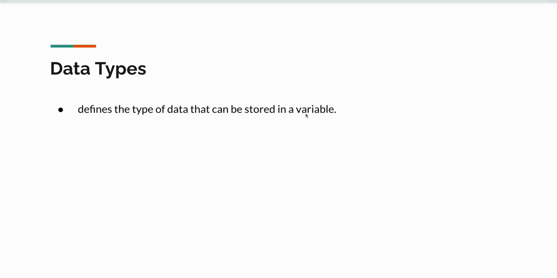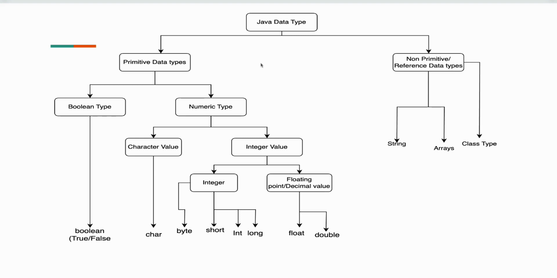As I said before, a data type defines the type of data that can be stored in the variable. Basically, just as simple as that. Data types in Java are divided into primitive types and non-primitive types. Primitive types are divided into boolean type and numeric type. Boolean types are basically true or false, 0 and 1. Numeric types are divided into character and integer types, and character is just char in Java.